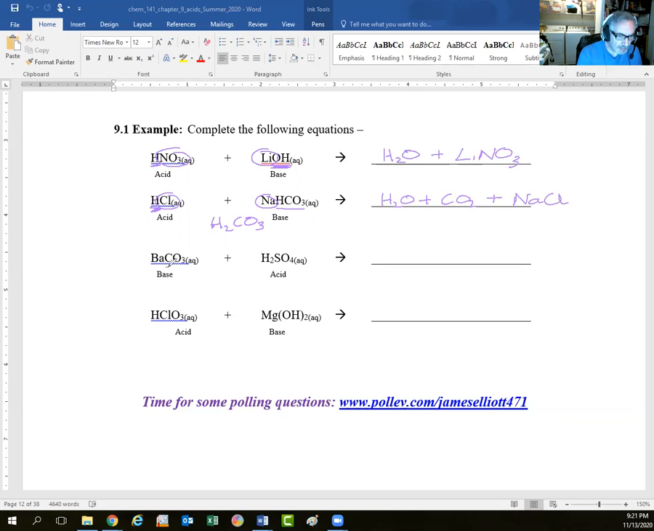Next one, this time carbonate for the base. Again, we're trying to form the H2CO3, but we're going to need both of those hydrogens from the acid. It gives us the H2CO3 formula, so it gives us H2O and carbon dioxide. And then our leftover bits come together, the sulfate with the barium, so we produce barium sulfate.